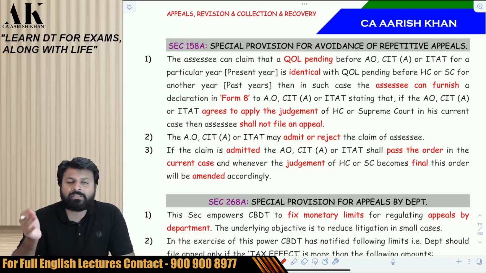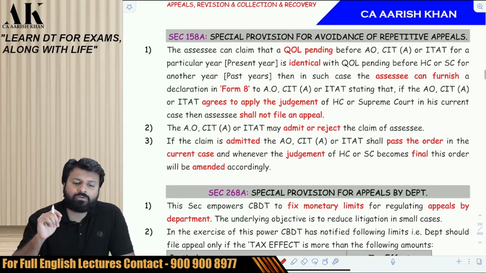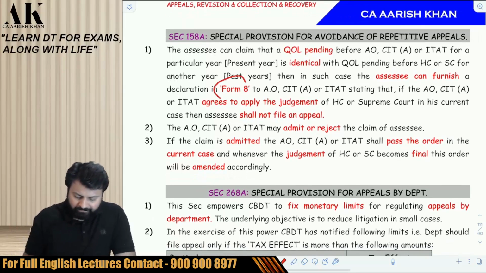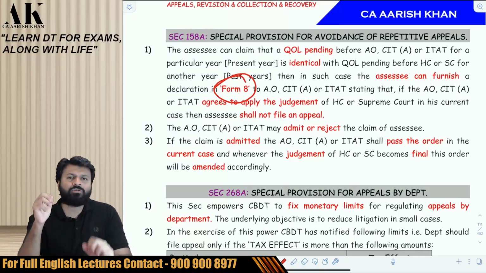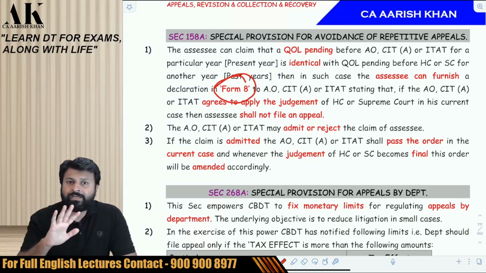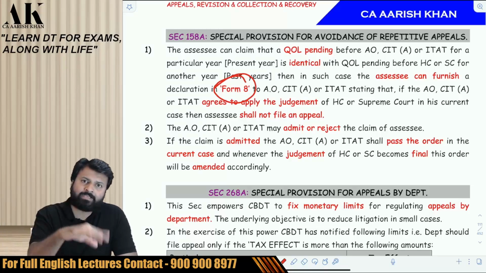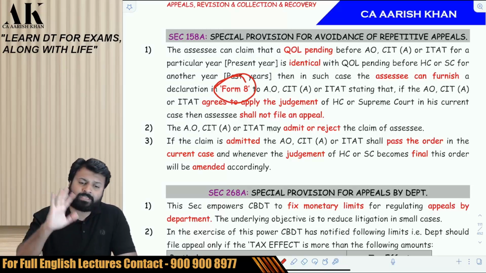So in that case, the government is giving the assessee an option: do not appeal in the current year and make an application in Form 8. You can make an application to the AO, CIT appeal or ITAT in Form 8 and tell them that I am not appealing for the current year because my similar case is pending for last year. And whenever the matter of the last year is disposed of by the High Court or Supreme Court, we will together apply that decision in the current year also. Whether I win or lose, it doesn't matter. Even if I win, I will apply that decision for the current year. Even if I lose, I will apply that decision for the current year.